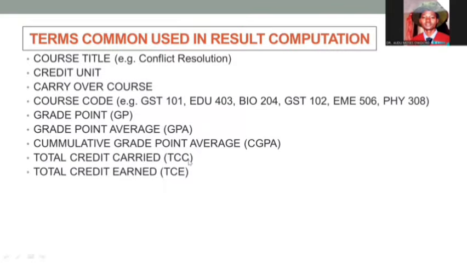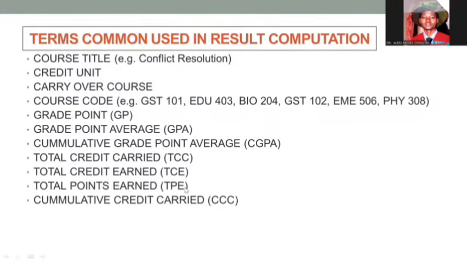Then we have the credit carried by a student in the courses registered that the student passed, we call it credit earned. So the total of it we call total credit earned, TCE. Then the points earned by a student, we call total points earned, TPE.